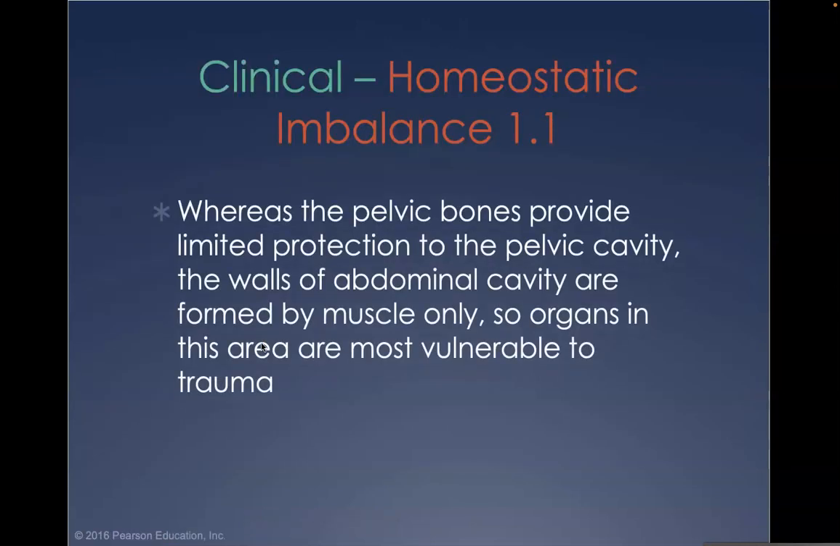Just as a clinical application, whereas the pelvic bones provide some limited protection to the pelvic cavity, so you've got a little bit of bony protection there, for the abdominal cavity there's really nothing but soft tissue, so muscle, okay? So the organs in the abdominal cavity are much more vulnerable to trauma. Obviously this is an issue if you're working in an ER and someone was in a car accident, you're much more likely to have damage to those abdominal organs, okay?